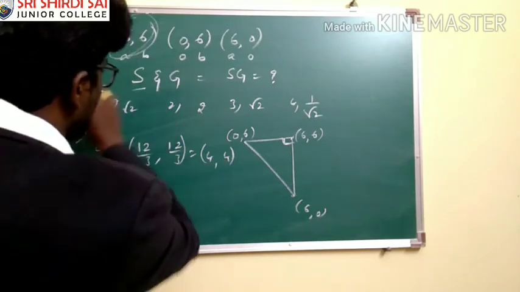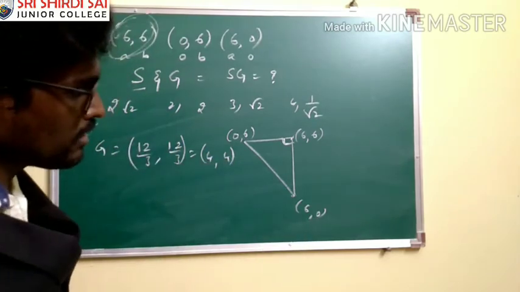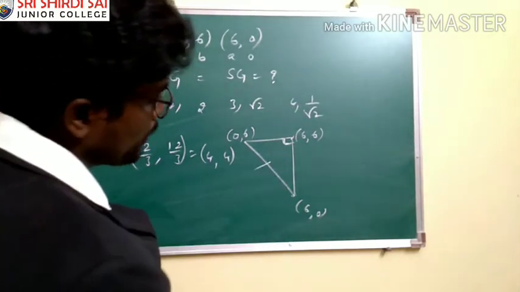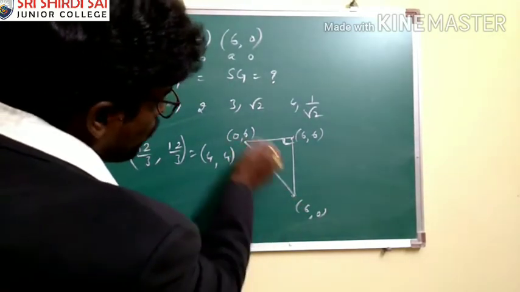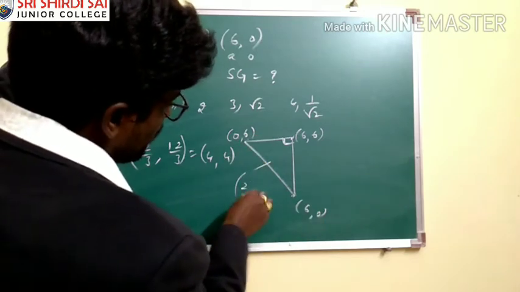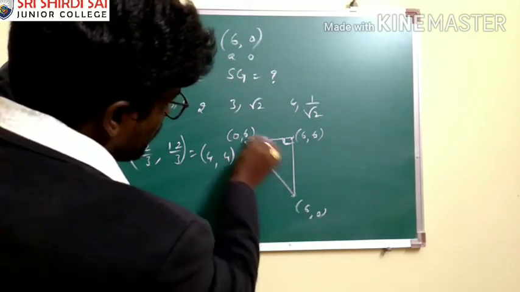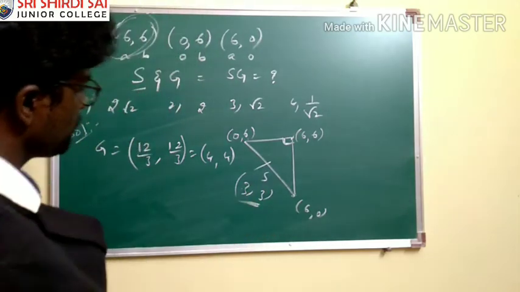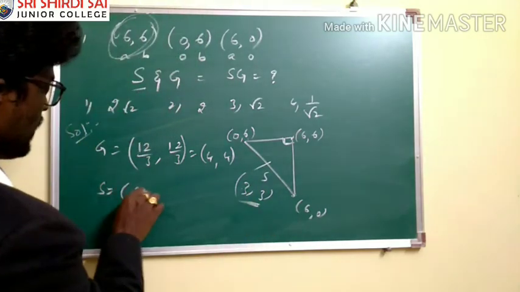And also the circumcenter, I have told you just now. In case of a right angle triangle, what is the circumcenter? The midpoint of the hypotenuse. What is the midpoint of these two coordinates? 6 by 2 means 3, and 0 plus 6 by 2 again 3. So the circumcenter coordinates are 3, 3. So S is equal to 3, 3.